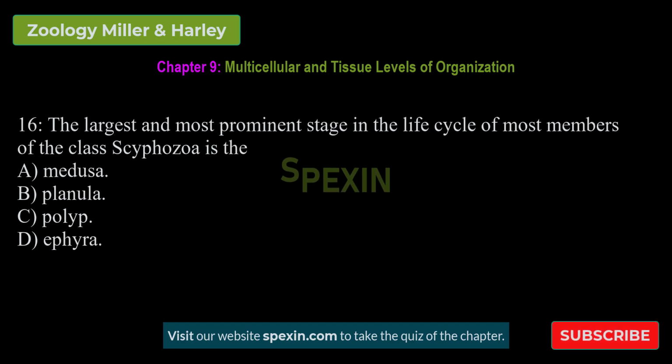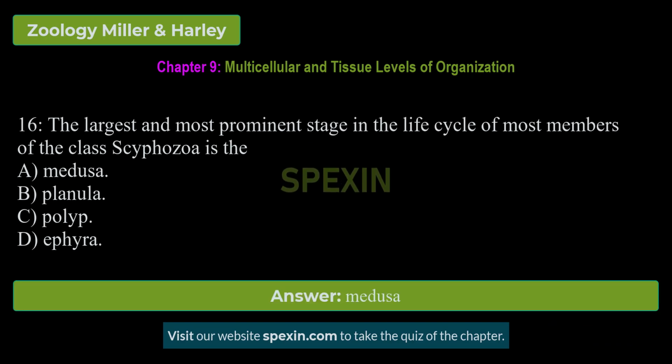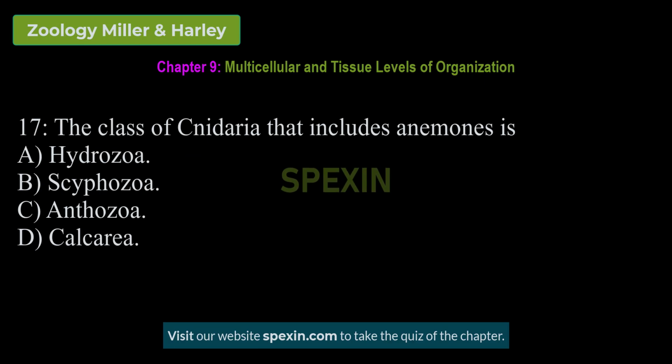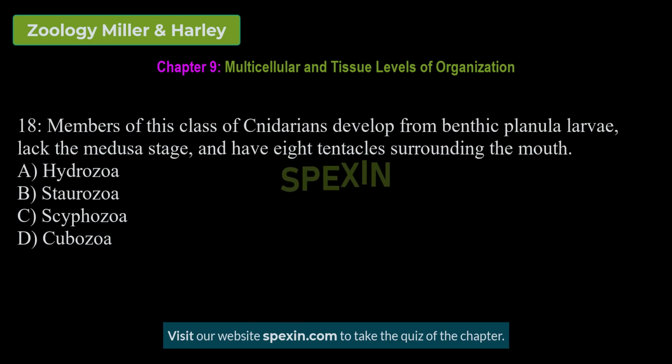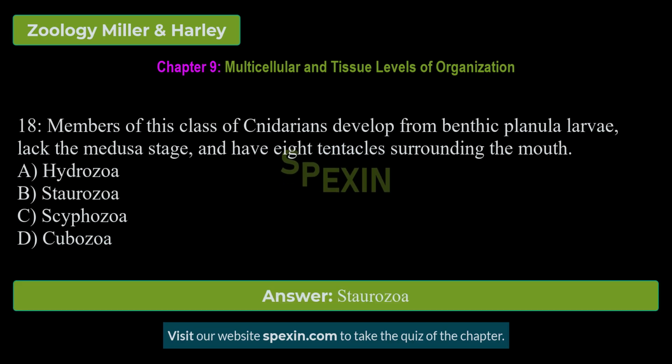The largest and most prominent stage in the life cycle of most members of the class Scyphozoa is the medusa, planula, polyp, ephyra. Correct answer: medusa. The class of Cnidaria that includes anemones is Hydrozoa, Scyphozoa, Anthozoa, Calcarea. Correct answer: Anthozoa. Members of this class of cnidarians develop from benthic planula larvae, lack the medusa stage, and have 8 tentacles surrounding the mouth. Hydrozoa, Staurozoa, Scyphozoa, Cubozoa. Correct answer: Staurozoa.